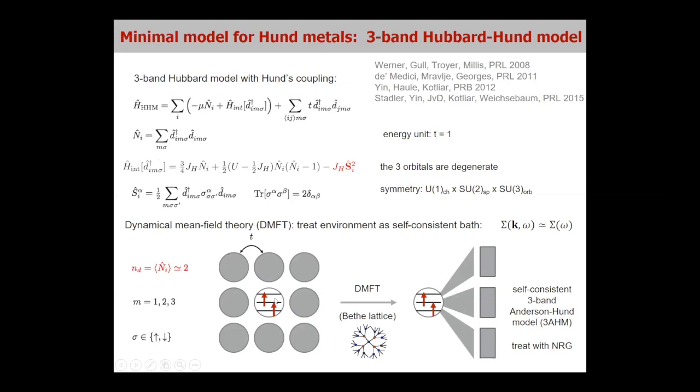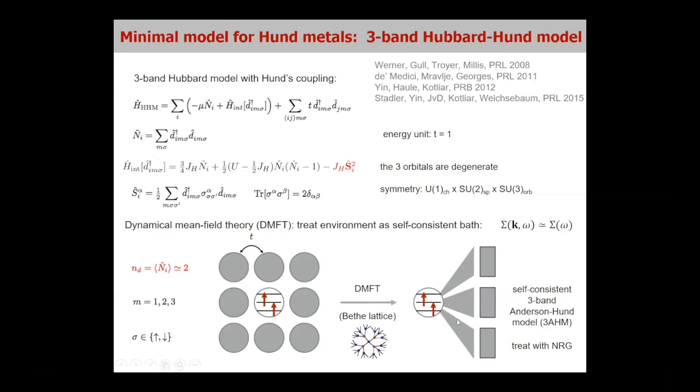2 is important because it's 1 away from half filling, and that's relevant for many of these materials. And that means in particular there's 1 orbital degree of freedom, namely where is the hole on the site. And this can sit on any of the 3 levels, so there's hole dynamics or orbital dynamics. And then we treat this using DMFT, so we neglect momentum dependence of the self-energy using a Bethe lattice. And this is then mapped onto a self-consistent Anderson-Hund model.